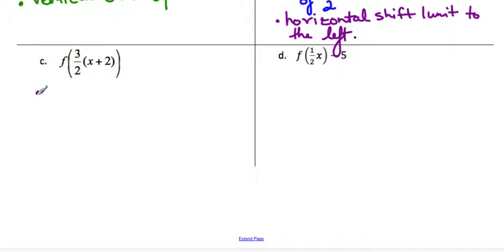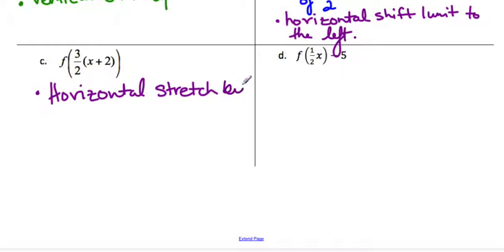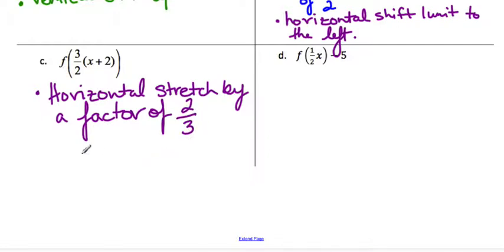So this one, we're going to start with the inside value. So the inside value talks about horizontal transformations. So it's inside the function, so this is horizontal. Since it's multiplying, it's going to be a stretch. So this is a horizontal stretch by a factor of 1 over k. Now 1 over k means that we're going to reciprocate the fraction that we see. So it's actually going to be 2/3.